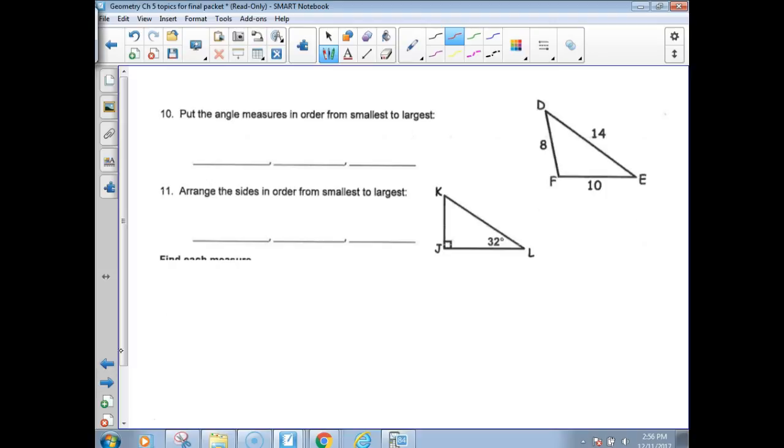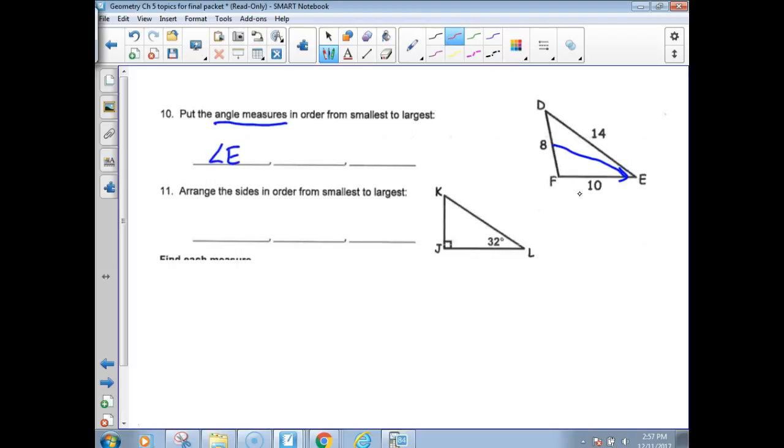Okay, put the measures in order from smallest to largest. What measures? Well, it says put the angle measures. And then you look at the picture and you go, well, what the heck? They gave me all the sides. Well, that's because there's a relationship between the length of the sides and the size of the angles. The smallest angle is opposite the smallest side. So angle E is the littlest.